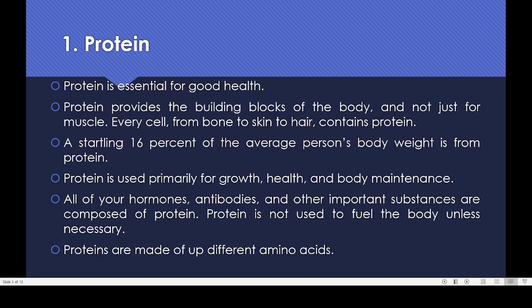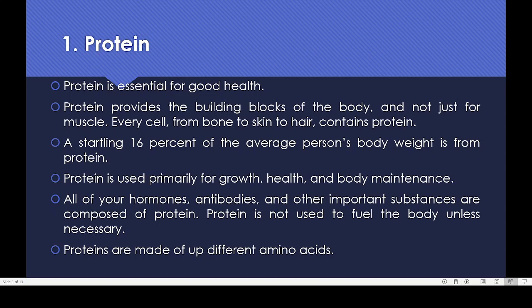They are actually used as the building block. In that way they are contributing an important function in the growth or development of the body. Then also the bodily maintenance, the normal routine maintenance of the body, is actually carried out by protein. All of your hormones, antibodies and other important substances are actually composed of protein.